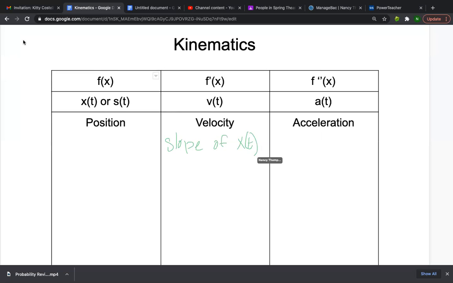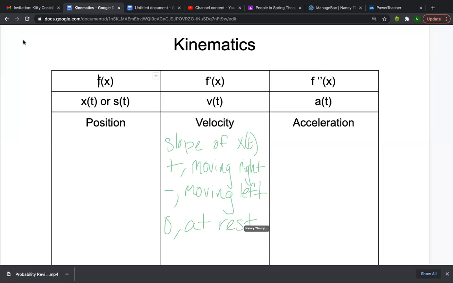So if the velocity is positive, meaning if it's above the x-axis, if the y value is positive, then that means that the particle is moving to the right. If it is negative, if the y value is below the x-axis, then that means that the particle is moving to the left. Okay, if it is 0, then the particle is at rest. If its velocity is 0, then it's not moving, and usually the word we use to describe that is at rest.